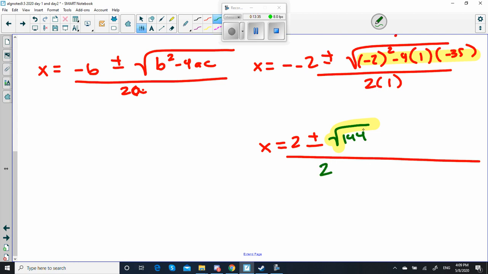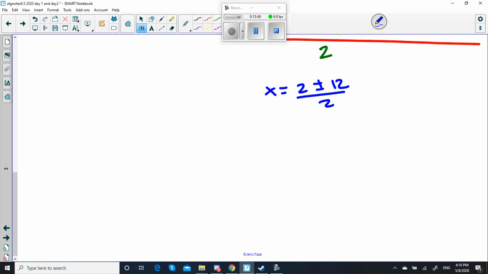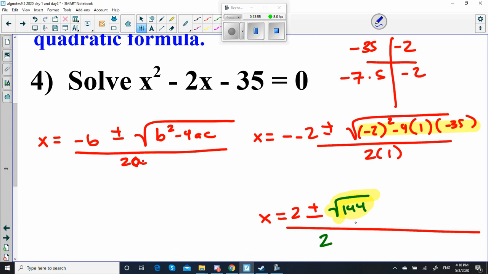Now I'm ready to take the square root, especially since 144 is perfect. That makes me really happy. So X equals 2 plus or minus 12 over 2, and this is where I split it into 2. I knew it was going to have 2 solutions because the discriminant came out as a positive number, positive 144. If the discriminant is positive, I have 2 real roots. I also knew it because it was going to factor up here, so it would not come out as a decimal.